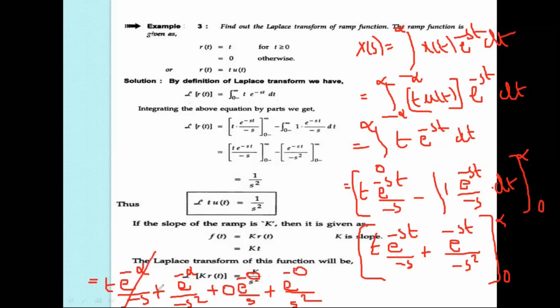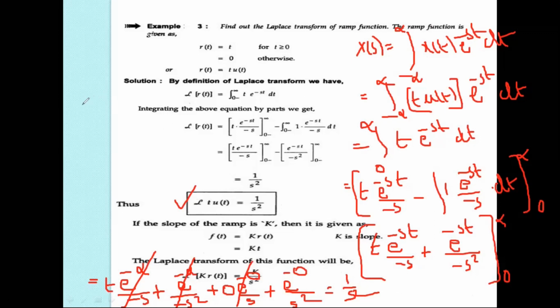So e power minus infinity is 0 and e power minus infinity is 0. 0 into anything is 0. And e power 0 is 1, so 1 by s square. So the Laplace transformation of the ramp function, t into mu of t, is 1 by s square.